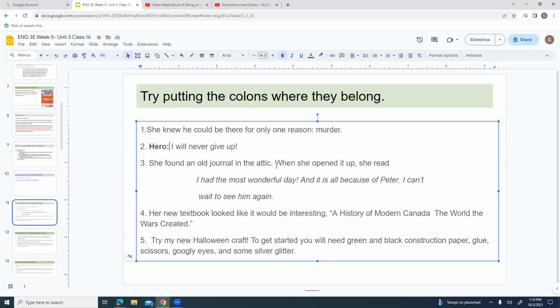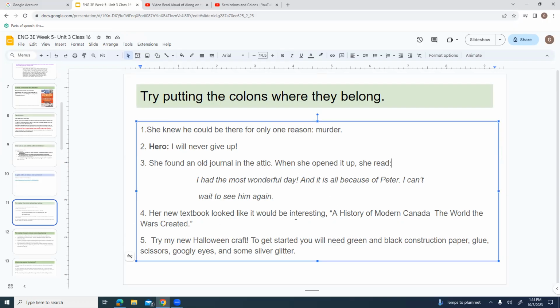Number 3, she found an old journal in the attic. When she opened it up, she read: I had the most wonderful day, and it is all because of Peter. I can't wait to see him again. Okay, so they're introducing text. So right before that, we should put a colon. Otherwise, it looks like we just forgot to add a period at the end of that sentence.